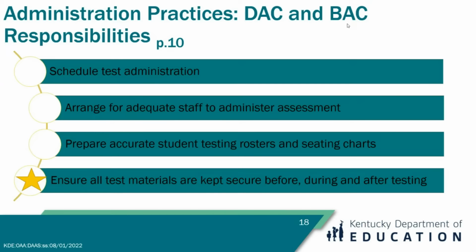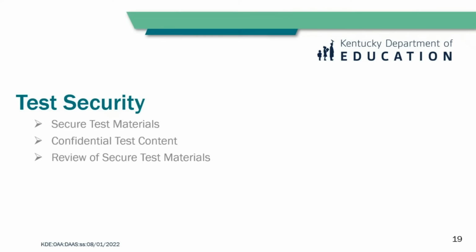DACs or BACs shall schedule the test administration, arrange for adequate staff to administer the assessment, prepare student testing rosters and seating charts, and ensure that all assessment materials are kept secure before, during, and after the testing sessions. Test security should be the top priority throughout the testing process, from the receipt of the materials through the test administration and the return of the materials by all parties involved with creating or handling the testing materials.